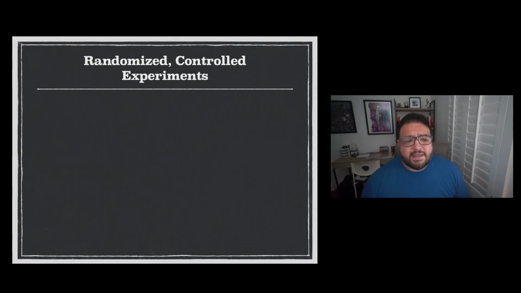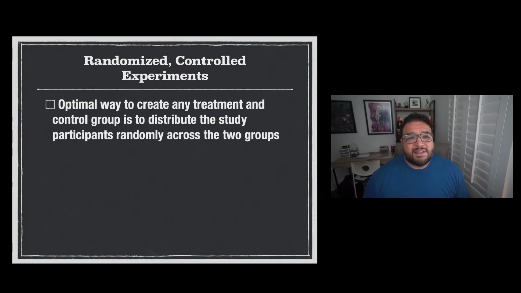So, like I said, when it comes to randomized controlled experiments, this is the optimal way to create any treatment and control groups. It's to distribute the study participants randomly across the two groups. And he gives a couple of examples, right? The first one he talks about is a surgery experiment, where the control group didn't get any type of procedure. The surgeons went in and just put in some markings on them and stitched them up, but didn't actually do anything invasive. And then there was a group that actually had a procedure done, to try to figure out if there was an actual benefit to this procedure. It came to find out that there was no further benefit either way. So that was the example of that, but it was a randomized and controlled experiment.